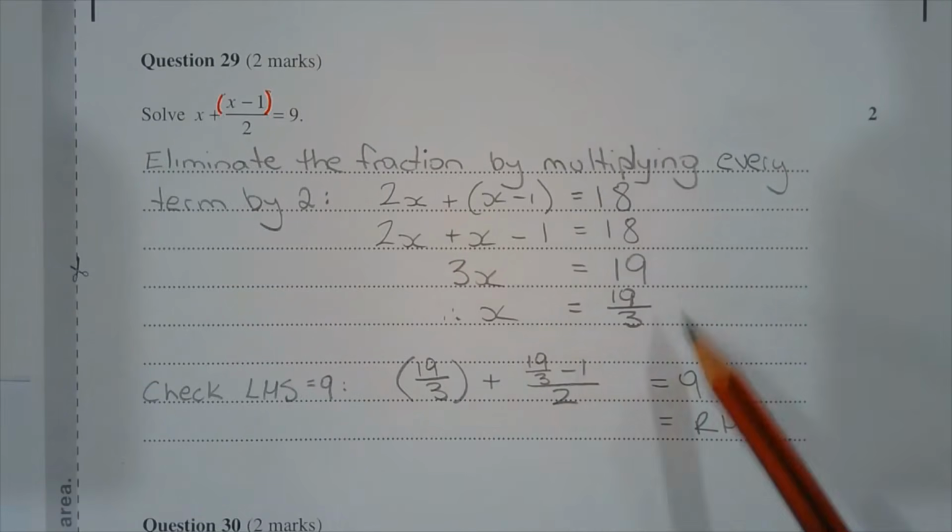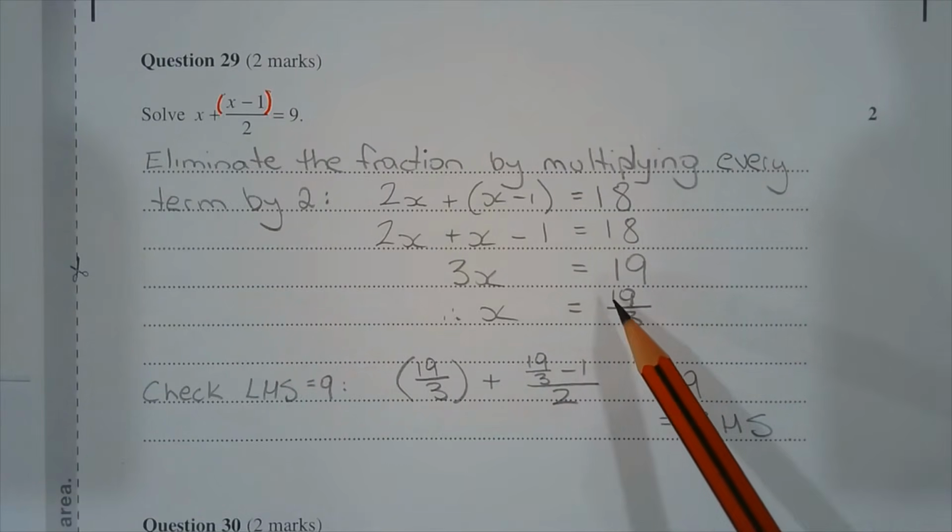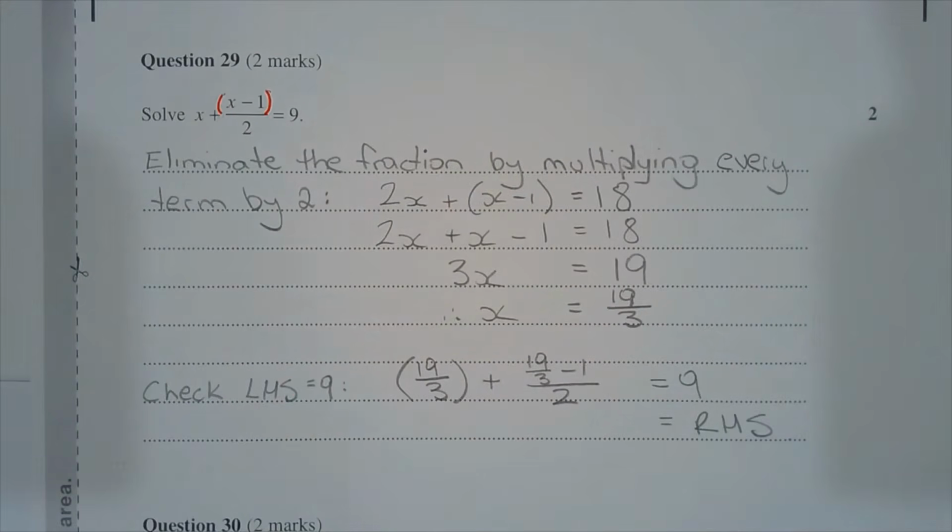Now we can check the solution by substituting 19 over 3 for x in the left-hand side of the equation. So checking, the left-hand side equals 9. 19 over 3 plus (19 over 3 minus 1) all over 2. Evaluating that expression does equal 9, which equals the right-hand side. So we are confident that this is, in fact, the correct answer.